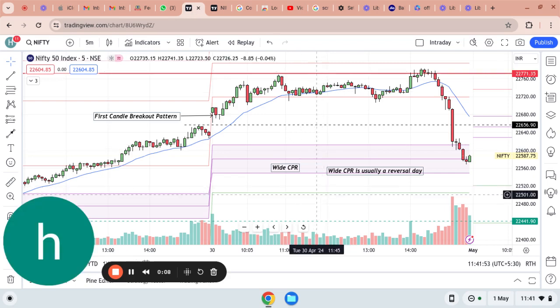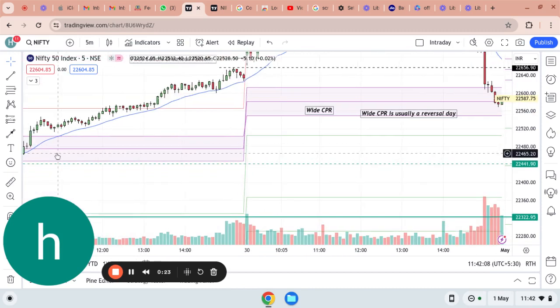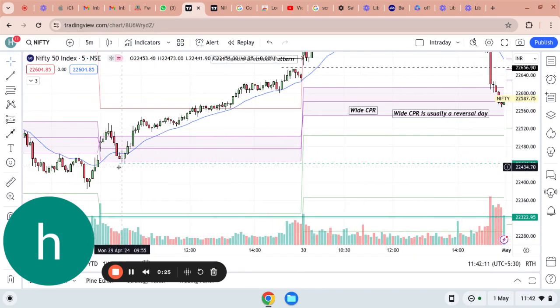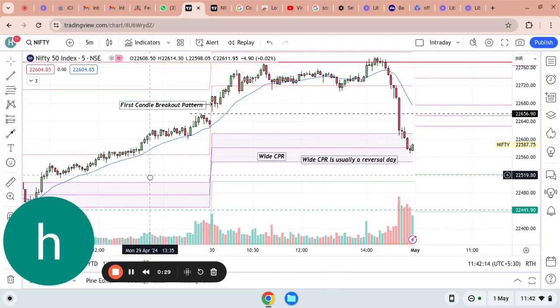Hello. Let us analyze 30th April Tuesday's market on Nifty. First, as we do, the previous day high is marked here. Previous day low is marked. This is the previous day low. And today's CPR is kind of wide.